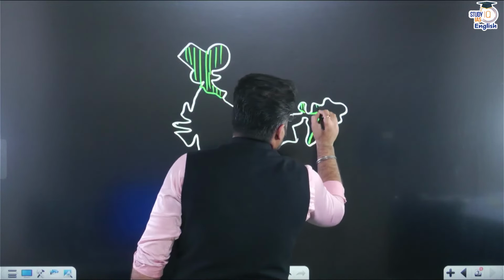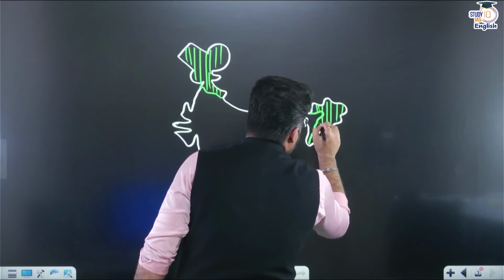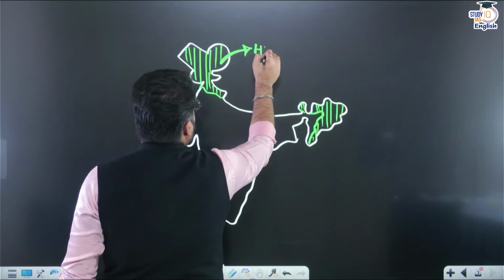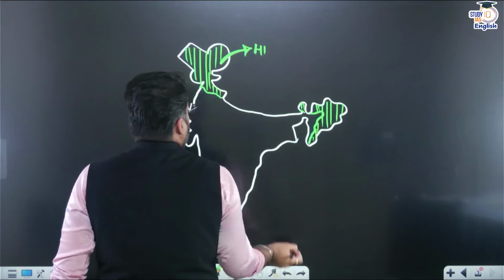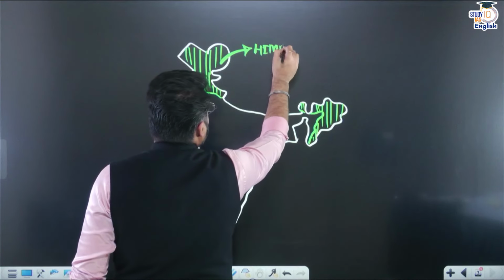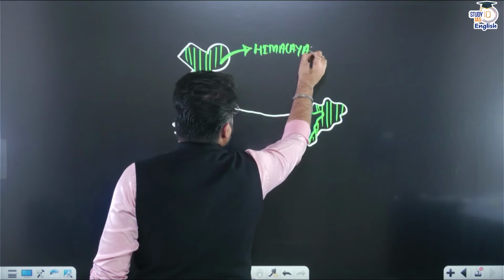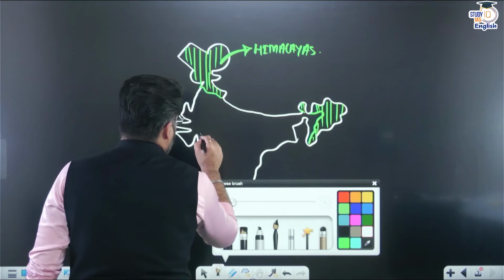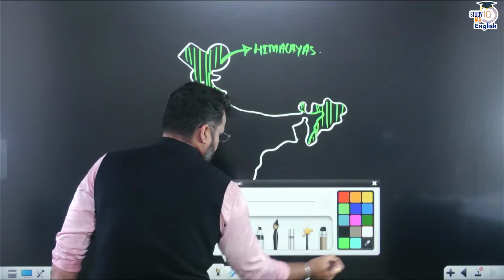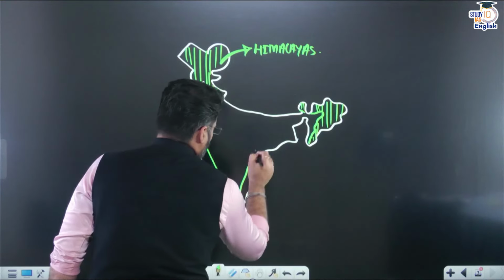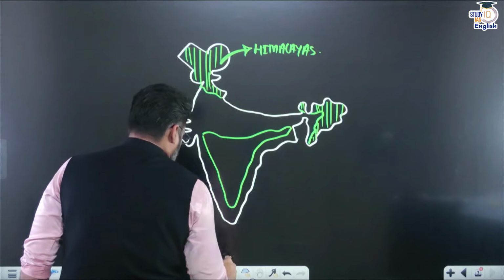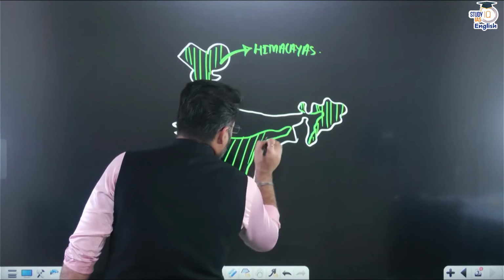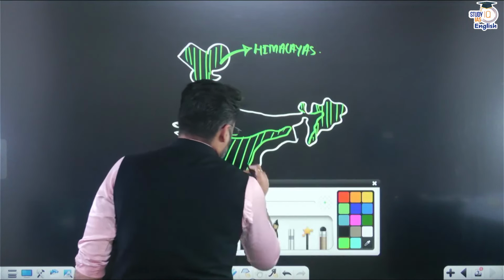This is Sikkim. This side is our Himalayas. Fine. Let me mention it here. This section you will find is our peninsular India. This is our peninsular portion. Just a second, let me draw it properly. This is our peninsular India.